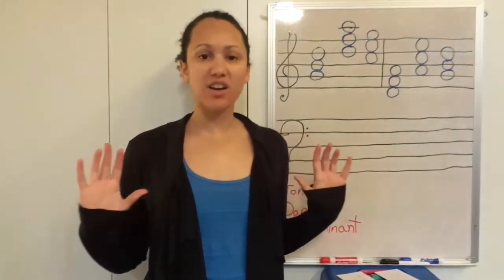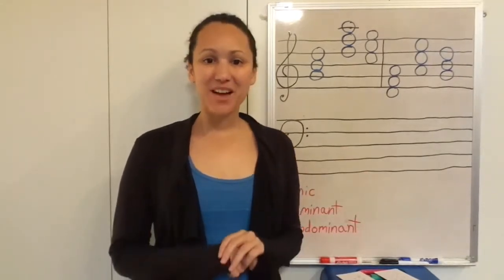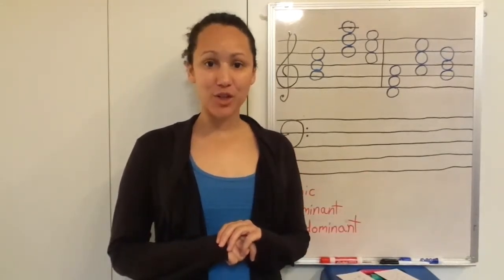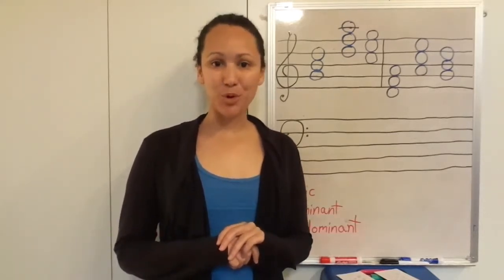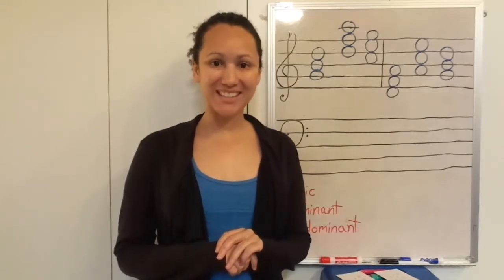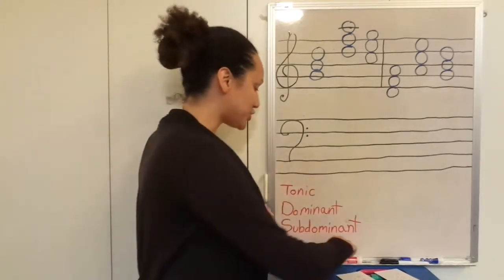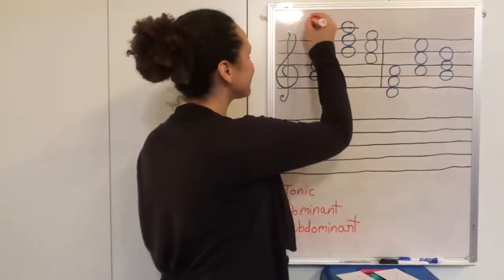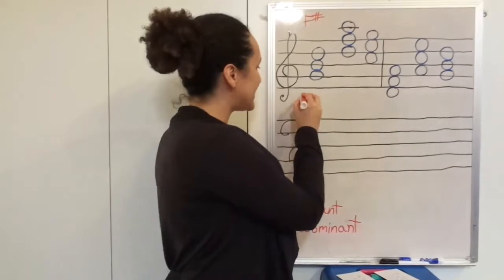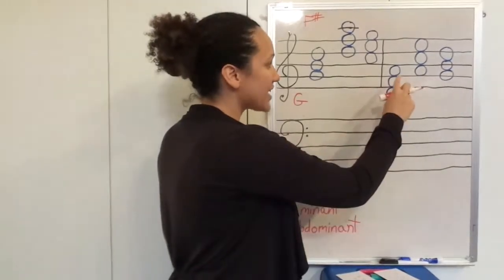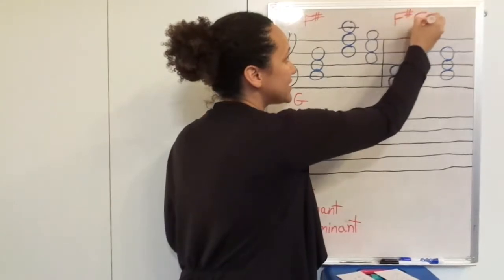In these lessons we'll uncover the mystery of music theory. So now that we've already done C major, the tonic, dominant, and subdominant, let's take a look at some more keys. G major and D major are sharp keys. G major has one sharp, F sharp, and D major has two sharps, F sharp and C sharp.